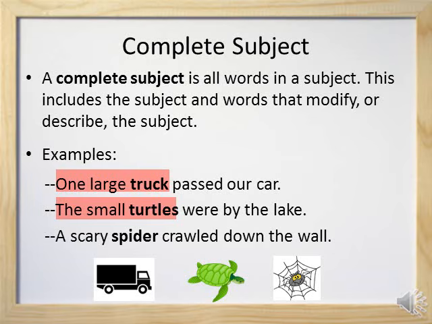And finally, a scary spider crawled down the wall. What's the action? The action is crawled, or crawled down the wall. Who or what crawled down the wall? A scary spider. A scary spider is the complete subject. Do you remember the simple subject? In that sentence, the simple subject was only the main word spider. Let's practice some more examples.